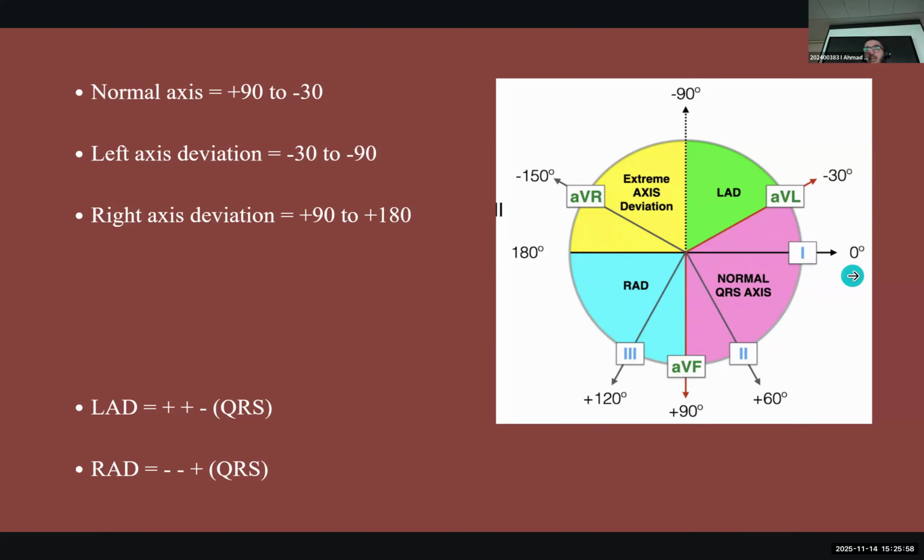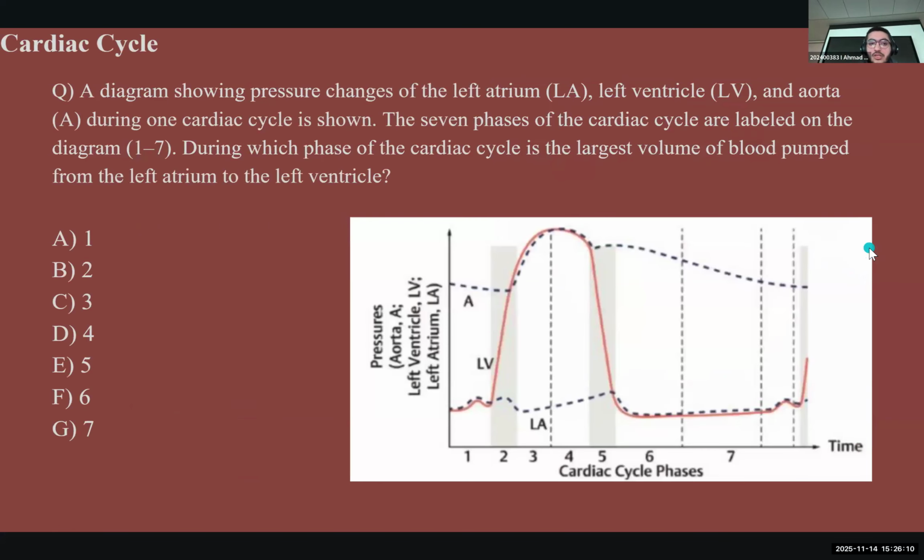So I guess you could summarize it by thinking about it logically. If you combine all of them, lead one, lead two, lead three, you could approximately guess where the mean axis deviation is. Okay, so that is it for my part. It's Abdullah's part now, so I'll be leaving you with him.